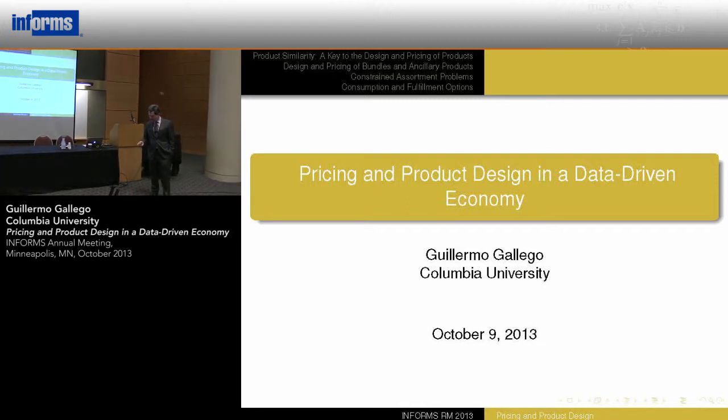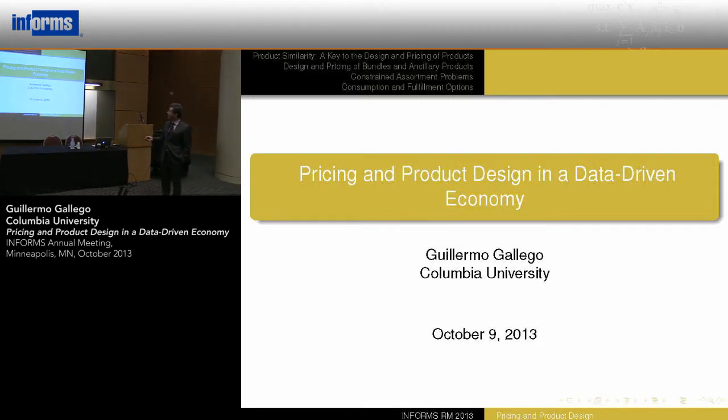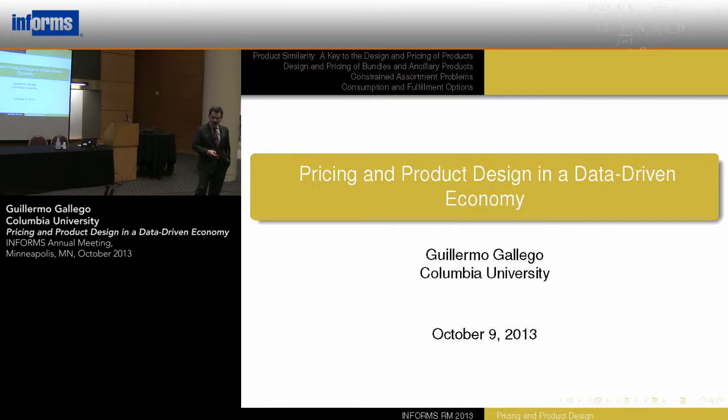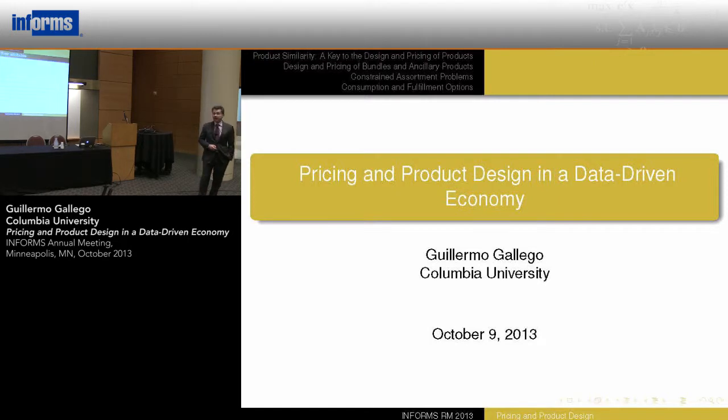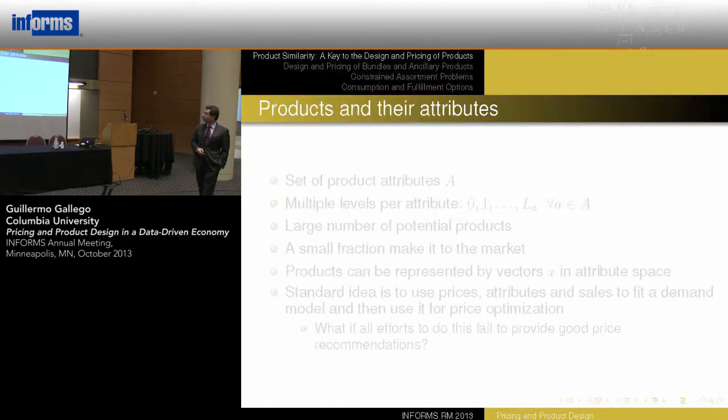And the second topic I'll be covering is work with Sabre in the design and pricing of bundles and ancillary products. And the last two topics are a bit more academic in nature, but they all are related to the topic of pricing and product design, and they all, at one point, require handling large data sets. So let me start with this product similarity.